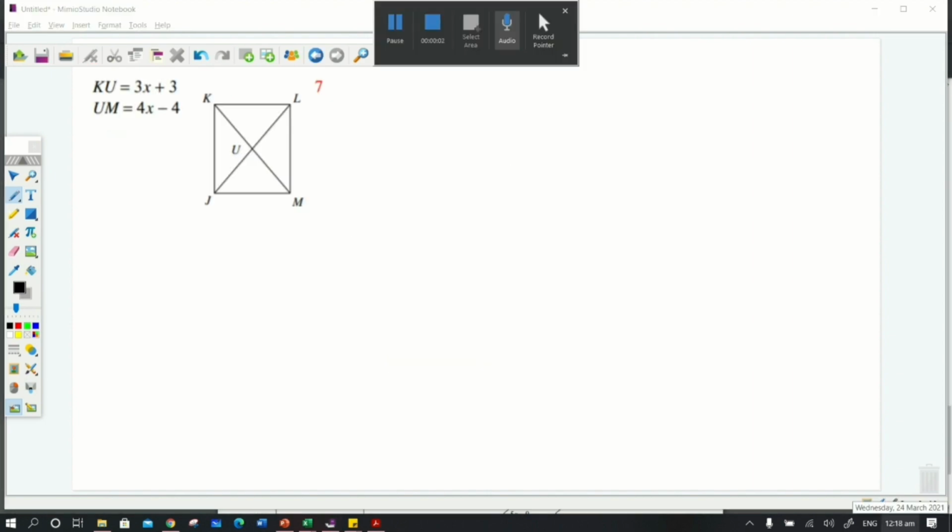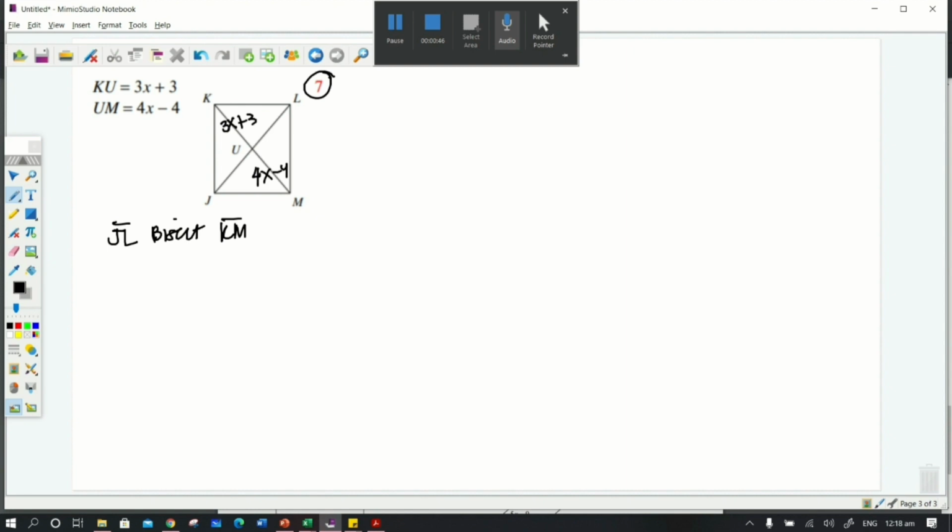Okay, for this problem, we're going to solve for x and take note that the value of x is equal to 7. Now let's try to prove how it happened. We have KU, which is equal to 3x plus 3, and the other segment is 4x minus 4. So, what property of parallelogram are we going to apply here? We're going to apply the property of parallelogram, diagonals bisect each other. Notice that diagonal JL bisects diagonal KM.